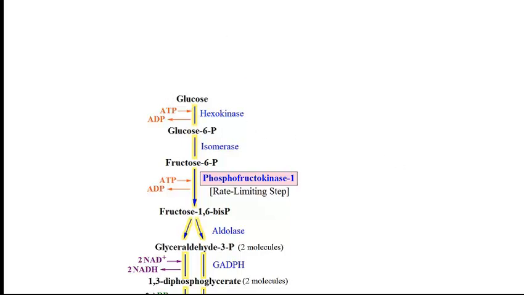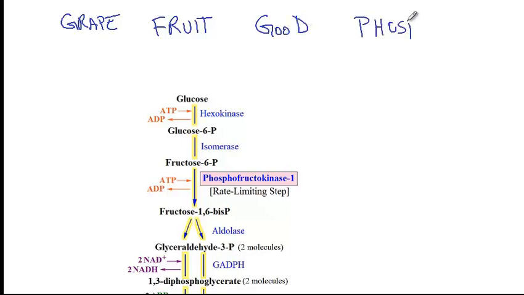Now, in order to remember all these different intermediates that we are going through, I have my own memory aid that you can use. If you also created your own memory aid that you feel comfortable with, then by all means you can go ahead and use that one. But the one that I like to use myself is grapefruit has a good amount of phosphate.